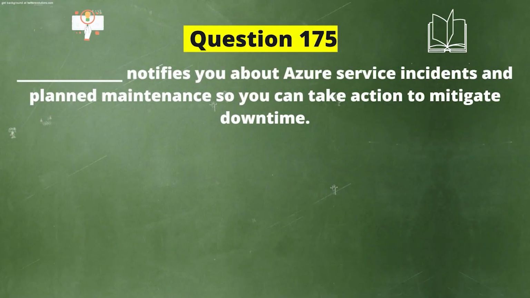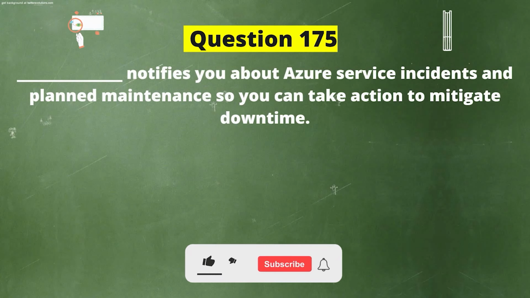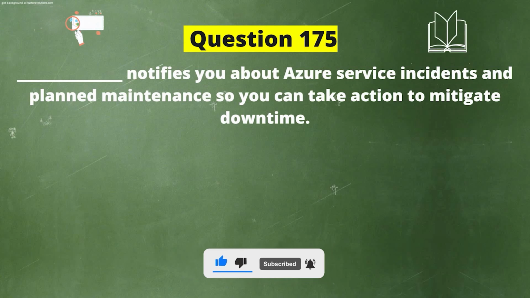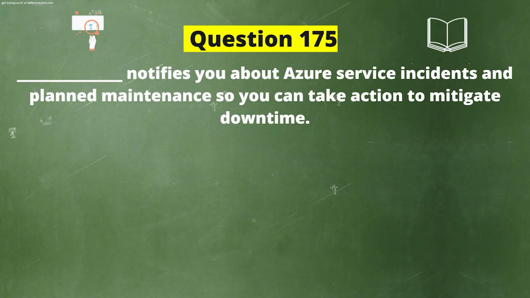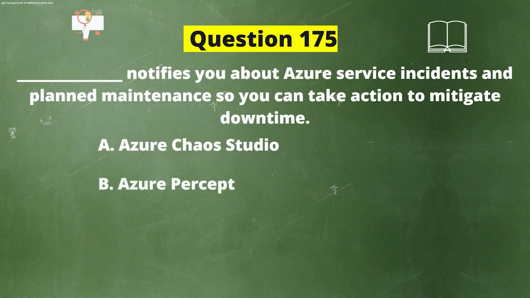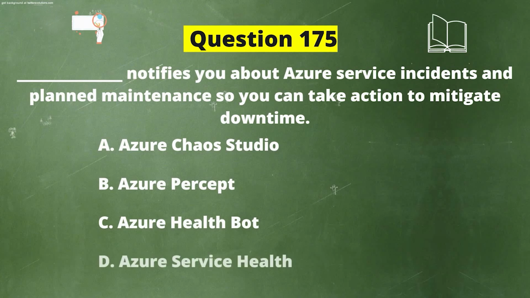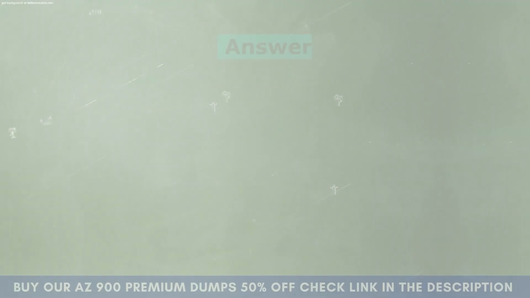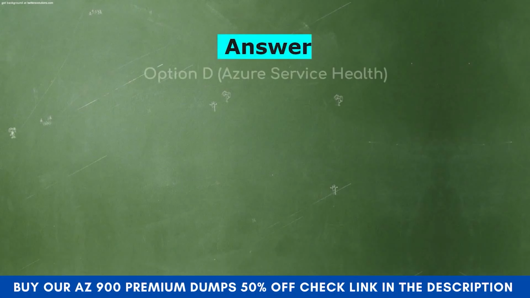Next question. Dash notifies you about Azure service incidents and planned maintenance so you can take action to mitigate downtime. And the options are A. Azure Kiosk Studio, B. Azure Percept, C. Azure Health Bot, D. Azure Service Health. And the correct answer is option D.